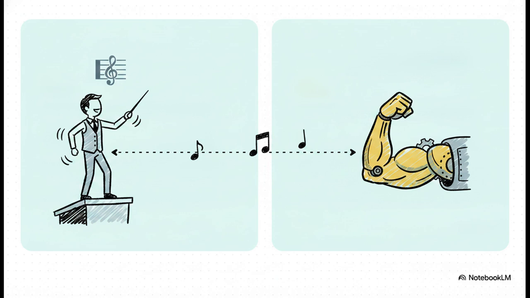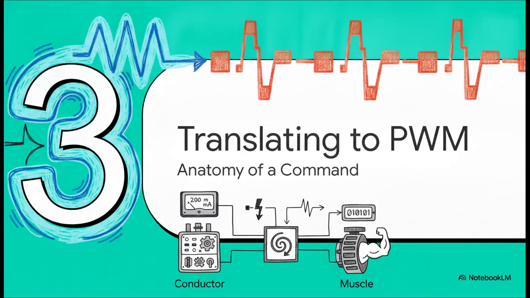Then on the other side, you have the CAT ECM. This is the muscle, or the section leader of the orchestra. It actually executes the physical labor, fuel delivery, fuel timing, monitoring internal engine protection. The ECM is just following the instructions given by that external conductor. Which brings us to Section 3, translating current to PWM, or the anatomy of a command.